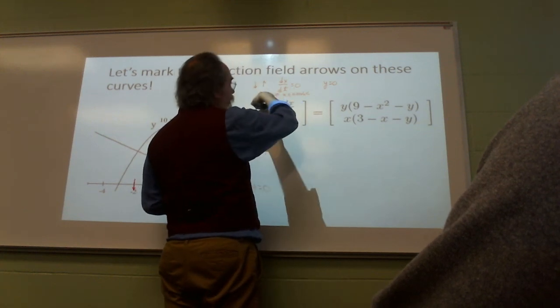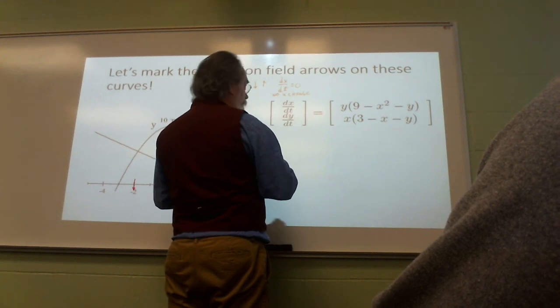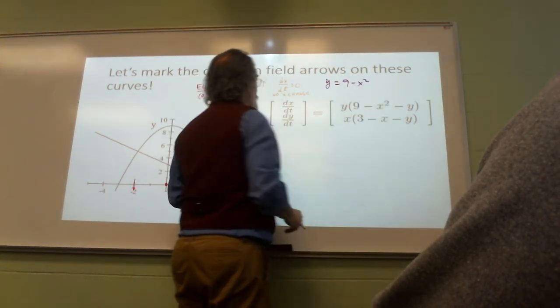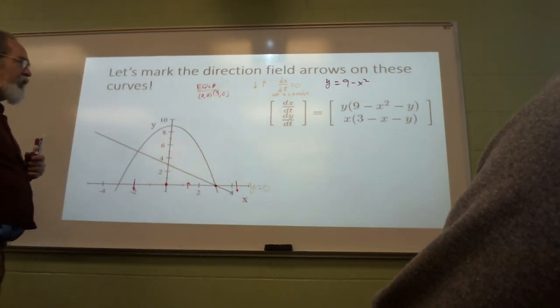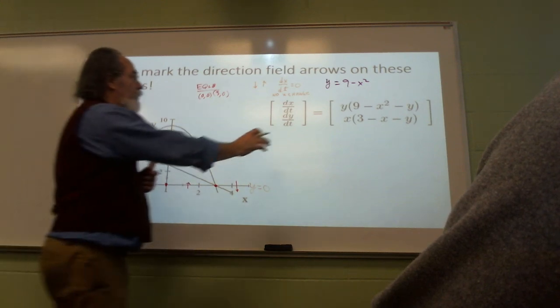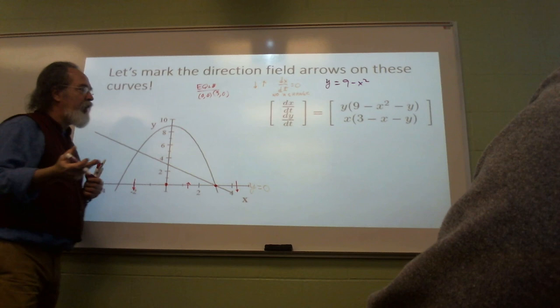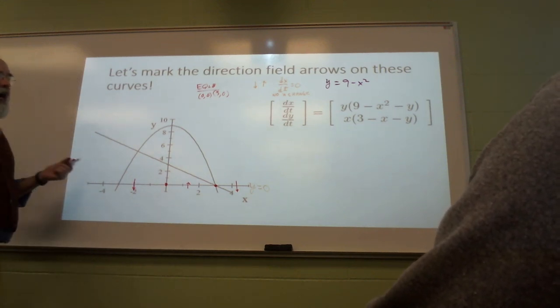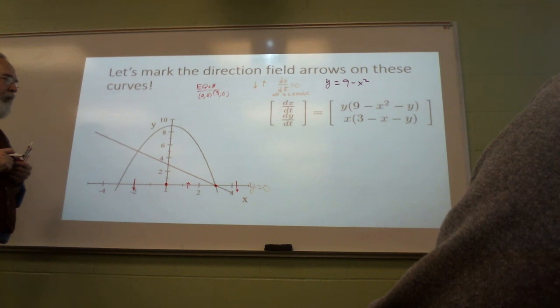While I'm doing verticals, I do the other factor, and that's y equals 9 minus x squared. So that has vertical arrows on it as well. Now, where'd you get y equals 9 minus x squared? From this factor. I'm treating dx/dt as equal to 0. So I let 9 minus x squared minus y equal 0, and I rewrite it as y equals 9 minus x squared.